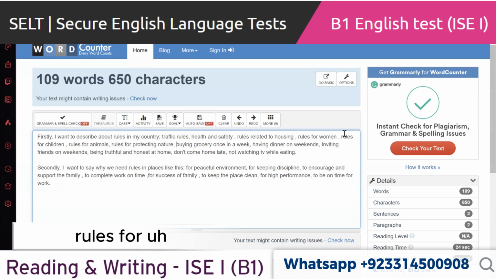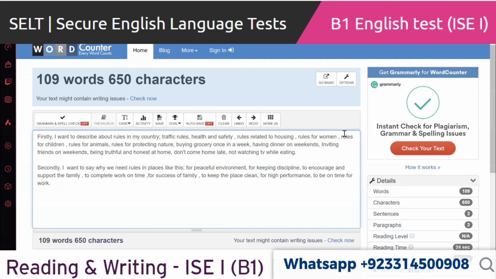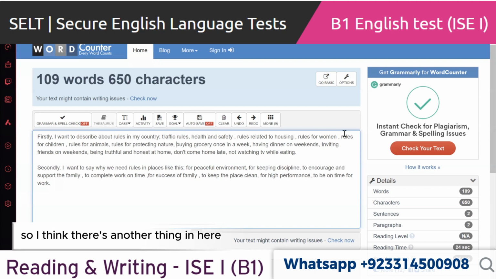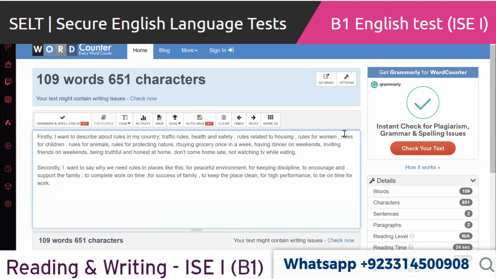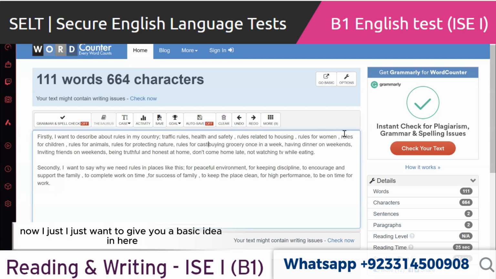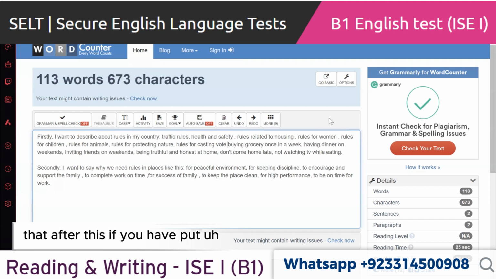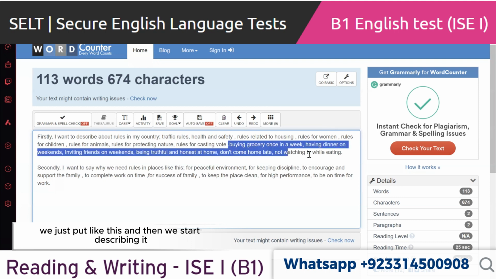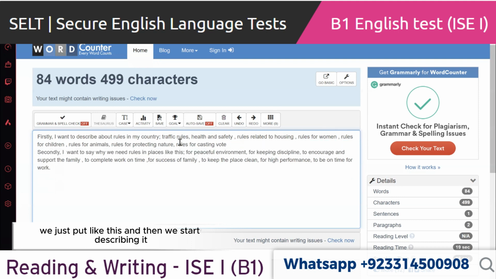Rules for mental health? No, there's no mental health. So I think there's another thing here, rules for casting a vote, right? Now I just want to give you a basic idea: after we put this heading in here, we start describing it.